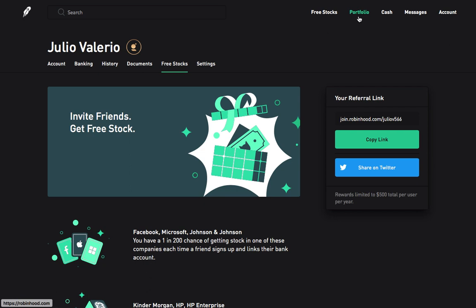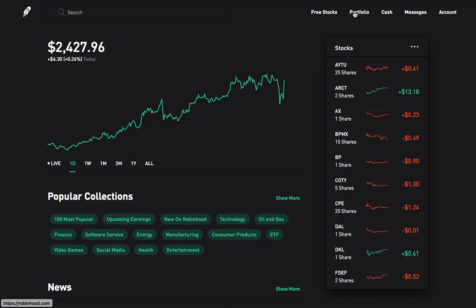Here on the portfolio option, you can see all your portfolio. It's loading, I think. It's loading, I said. Okay, it's loaded. Obviously, right now with everything that's going on, some stocks have loss. But if you can see my portfolio, the losses I have are minimal.